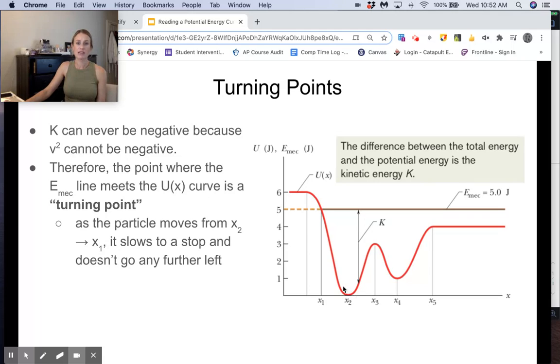So we can see here that kinetic energy is decreasing, decreasing, decreasing, and then that means it's slowing to a stop here, and it can't move any farther left because, again, it can't be negative. We can't go above this total mechanical energy line. So because of that, instead it starts to move back to the right. It turns around, which is why it's called a turning point, and it moves back to the right.